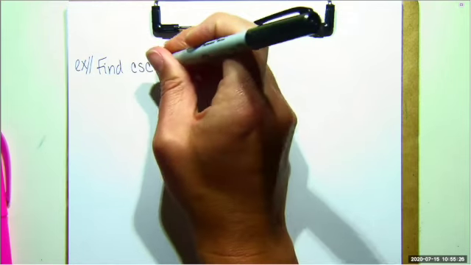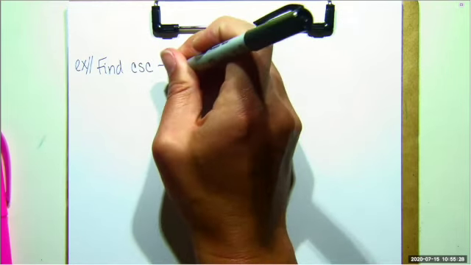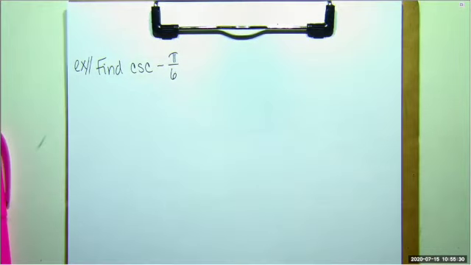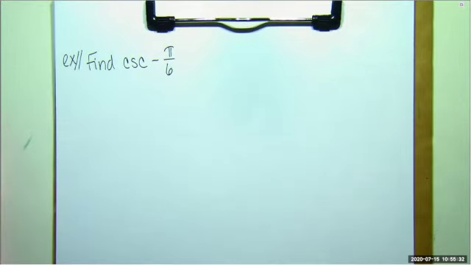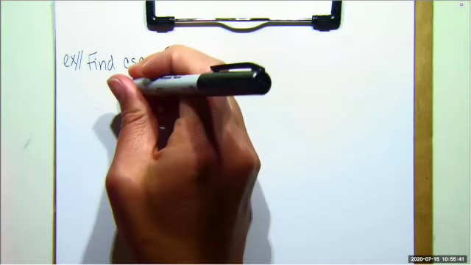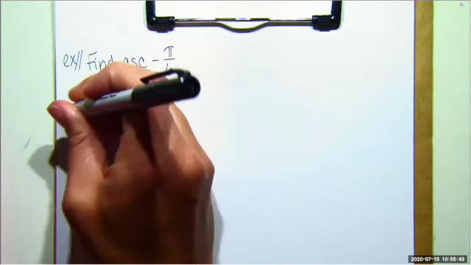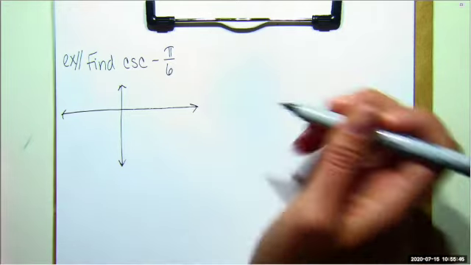Let's find cosecant of -pi/6. Our first step is to draw our angle in standard position.